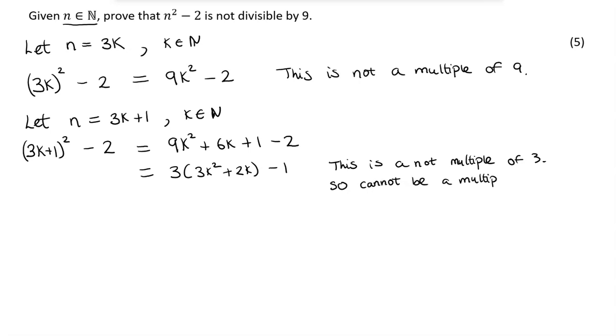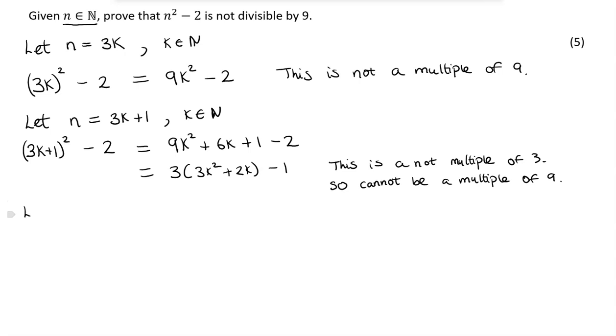It's really important that you do these mini conclusions, as I call them, throughout. You need your overall conclusion at the end, but just make sure you're doing these mini conclusions as you go along. So you're saying, okay, numbers in the form 3k are not multiples of 9. Numbers in the form 3k plus 1 are not multiples of 9.